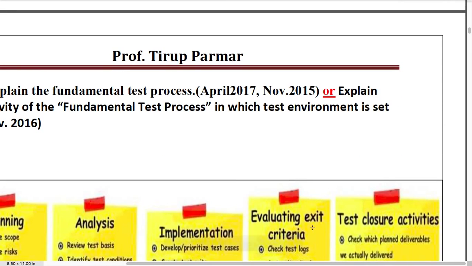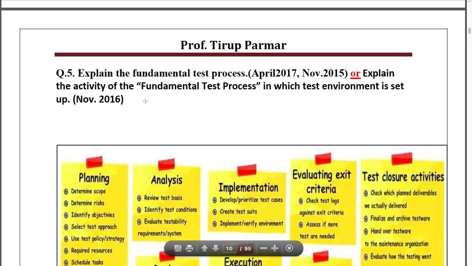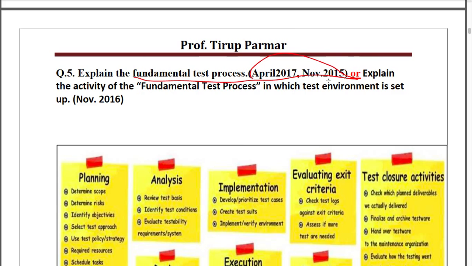Now the next part we are going to discuss. As you can see, the next question is: explain the fundamental test process. This question has already been asked twice, in the April 2017 KT exam and in 2015 also, as well as explaining the activities of the fundamental test process and how the test environment is set up. So it is the same type of question again. Remember, they have just twisted the question, but we have to write a similar type of answer for both. The first was asked in November 2015, then April 2017, and again repeated in November 2016 as well.